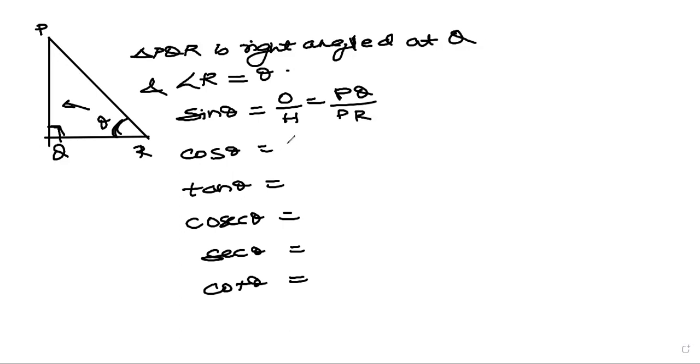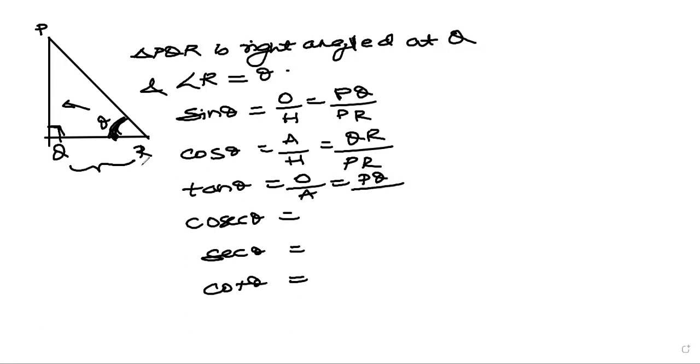Now, cos theta. Sine, cos, tan, O, R, OA. Sine is O, cos is R. Which is the adjacent side for angle theta? Cos is adjacent side upon hypotenuse. PR is the hypotenuse, so QR is the adjacent side of angle theta. So it should be QR upon PR. Then tan is OA, opposite upon adjacent. The opposite side of theta is PQ, and the adjacent side is QR. Got it?